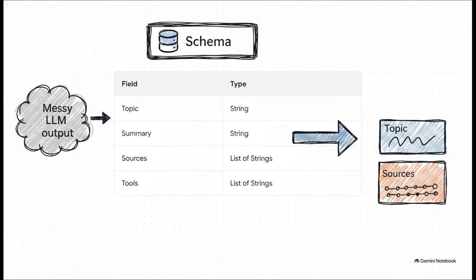We are explicitly defining our expectations here. We say, I want a topic, and it must be a string. I want sources, and they absolutely must be a list of strings. This means later in our code, we can seamlessly pull out response.topic or response.sources and use those specific pieces of data instantly. No writing messy, fragile code to parse through paragraphs of rambling text.